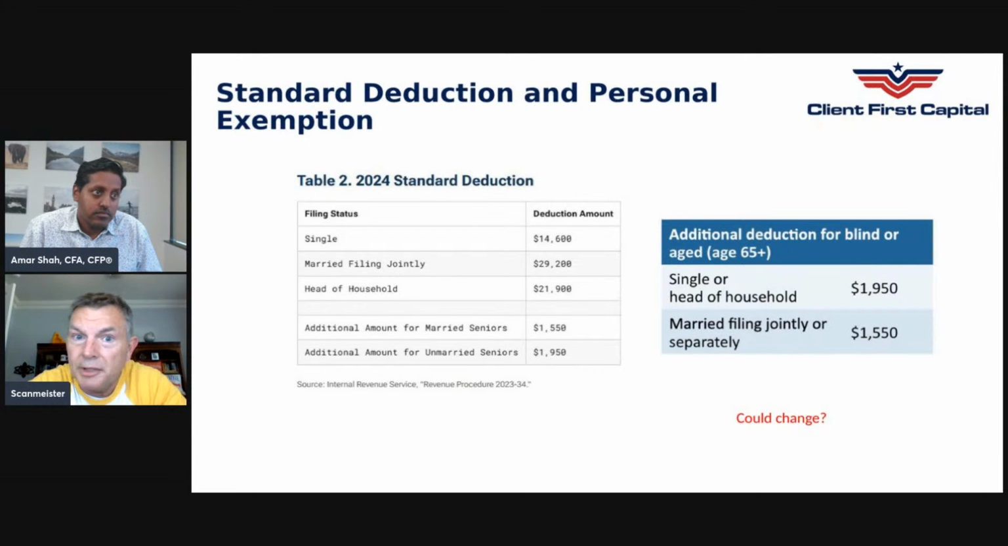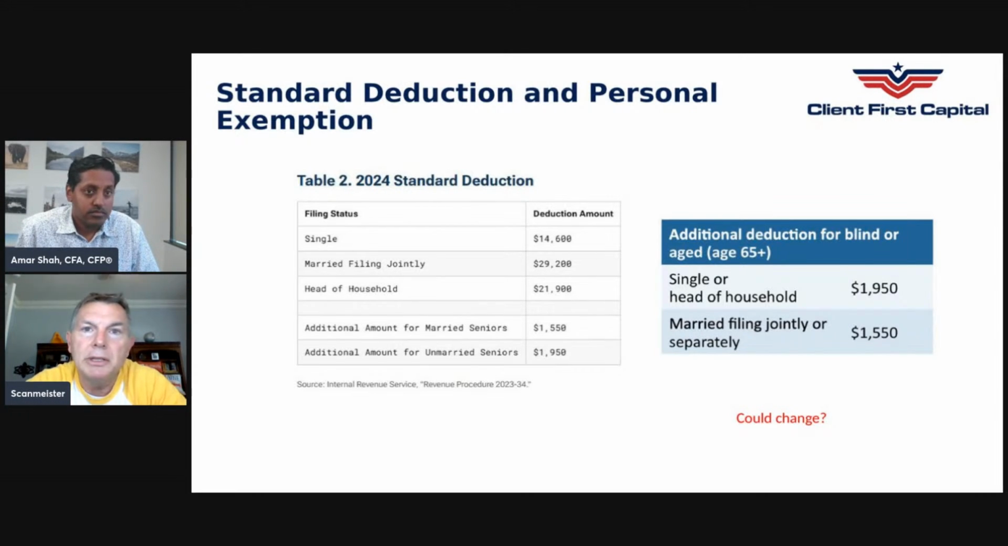Other than the SALT, and I think you're going to talk about SALT here in just a second, Amar. Yeah, I just mentioned that the cap may be removed. Okay, so SALT is state and local taxes, and that's a $10,000 cap, and that would be removed. If Kamala wins, that's going away. There's no other way around that, because the SALT affects mostly the blue states, which is her base.